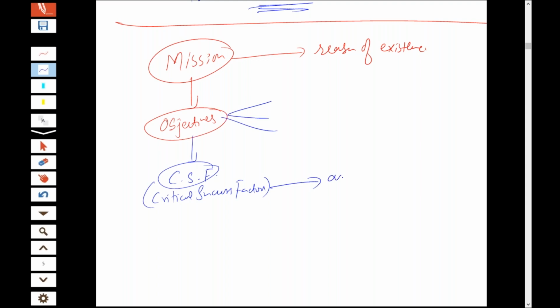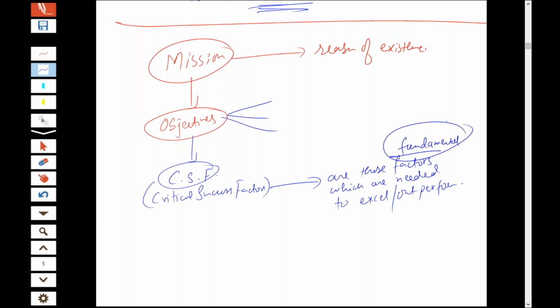Critical success factors are those factors which are needed to excel or outperform. For example, if I am running a restaurant, that means I need a good cook, a good chef, a clean environment, and these are the very basic and fundamental factors. If you are running an institute, then you need basic resources. Number one, teacher. Number two, the classroom. Number three, the other facilities as well.